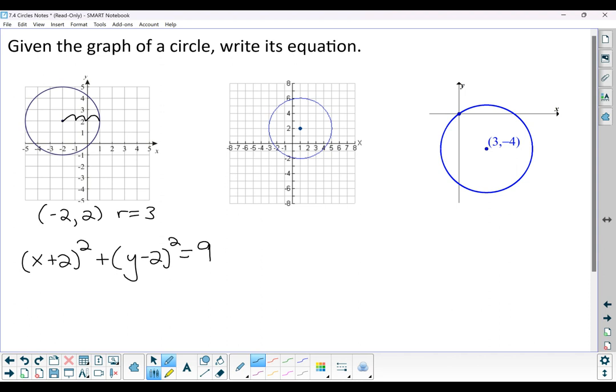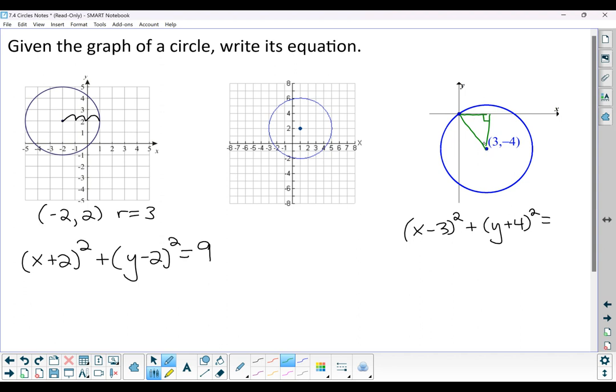I'm going to skip the middle one and go to this last one. We can see the center. So we can see that the beginning part of the equation would be this. But again, it doesn't directly show us the radius. It does show us that the circle goes through the origin, though. So what I'm going to do is just build myself a little right triangle here.